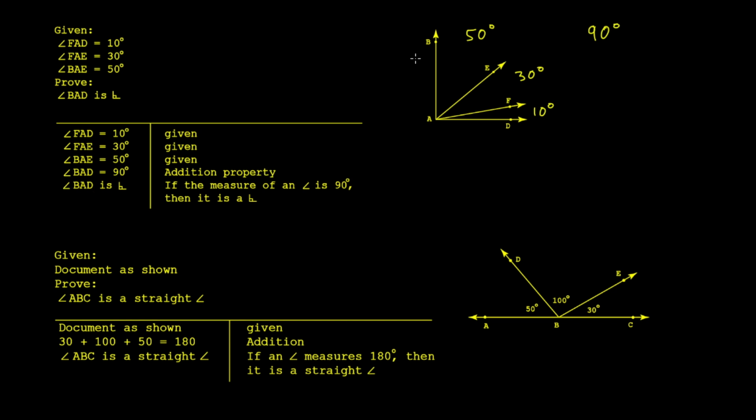Angle BAD is a right angle. If the measure of an angle is 90 degrees, then it is a right angle. When you are first doing proofs, you want to try and keep it if-then. Later on, you'll be able to say things differently if your teacher allows it.